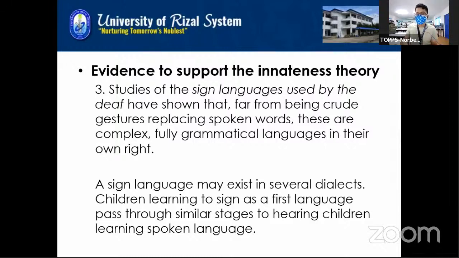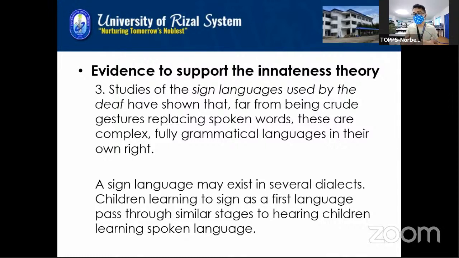Okay, so however, a sign language may exist in several dialects. Totoo yan. Iba yung pag Tagalog or pag Filipino, iba yung sign language. Kapag English na iiba din. So, children learning to sign as a first language pass through similar stages to hearing children learning spoken language. The ability of these people to acquire on how to use sign languages is the same way with how we acquire language when we are speaking.